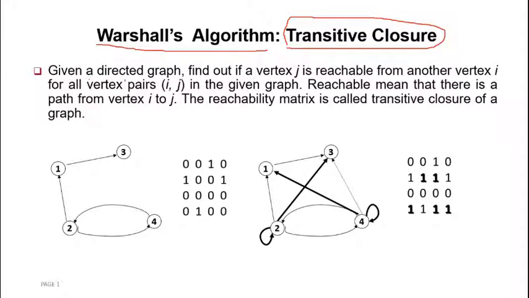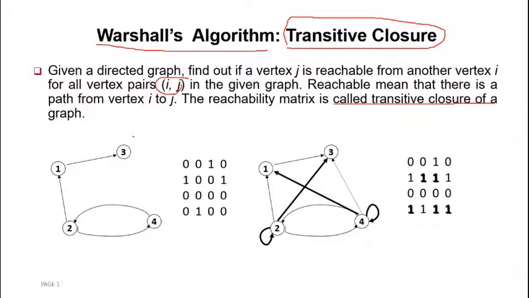Given a directed graph, find out if a vertex j is reachable from another vertex i, for the vertex pair i, j. Is there any other vertex through which we can reach from i to j? Reachable means there is a path from vertex i to j. The reachability is called the transitive closure of a graph. This is the definition of the problem.